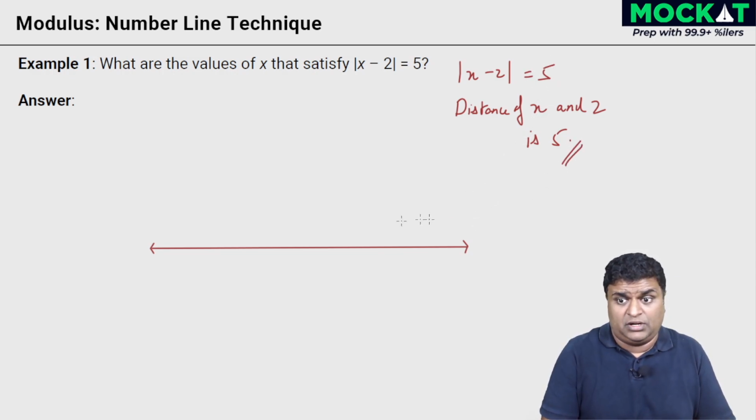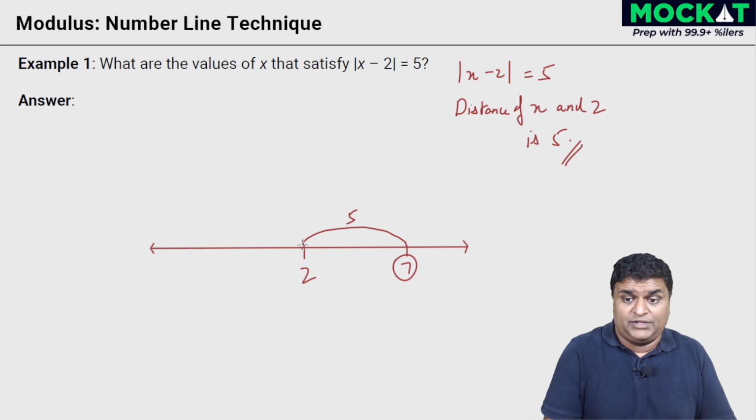So what does that mean? How do you do this in the number line? Plot the 2 first. What is the distance of 5 from 2? Move 5 units to the right, which is going to give us 2 plus 5, which is 7. And 5 units to the left, you can only go left or right, no other way out on a number line, it's one dimension. 2 minus 5 is going to give you minus 3. That's it. So minus 3 and 7 are the answers.